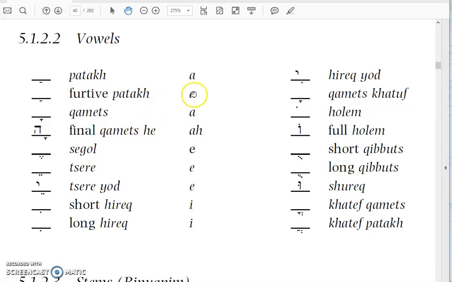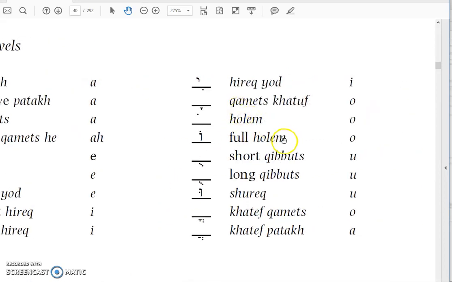The patakh would simply be an A. The kamatz would also simply be an A. A kamatz with a hey would be just an AH. Segol would be an E. Tsere would be an E. Tsere yod, again, would just be an E. And then short hirik and long hirik and hirik yod: short hirik and long hirik would simply be an I, so would hirik yod.